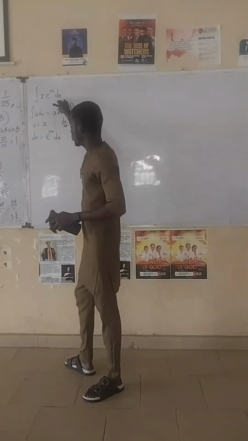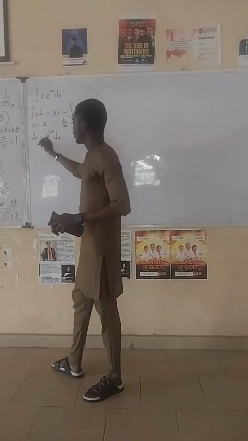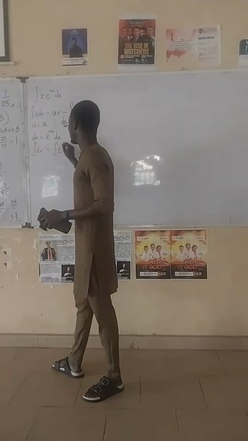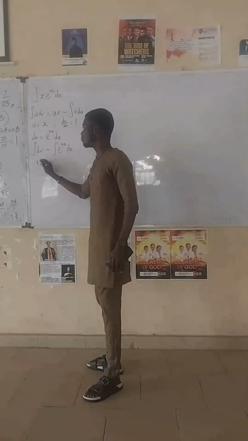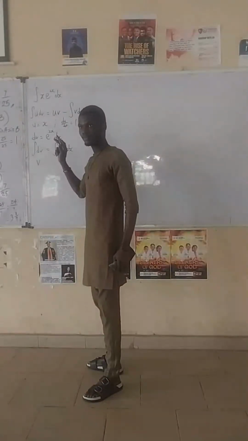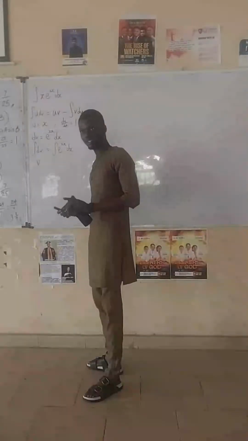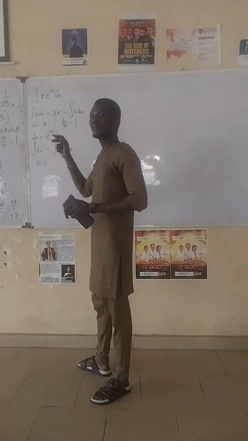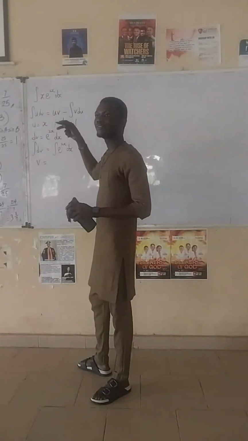Now, the v is the second one. We have to integrate this one. It means for us to get v, we integrate dv, integrate both sides. When you integrate dv, you have v. When you integrate dx, you have x. So now you integrate the right hand side. If we integrate exponential 2x, what do we have?